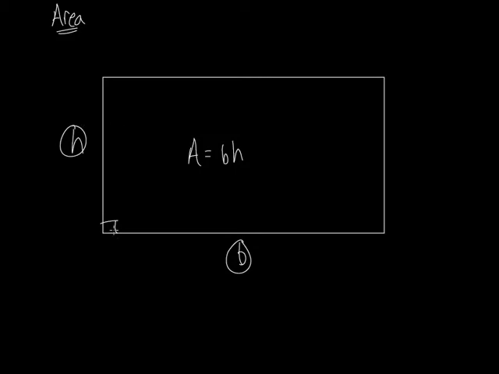So I couldn't do this. I couldn't draw a line like to here and say that's the height, could I? I couldn't say that's the height and this is the base. Why not? Because this length right here is not perpendicular to the base. Make sense? Okay.